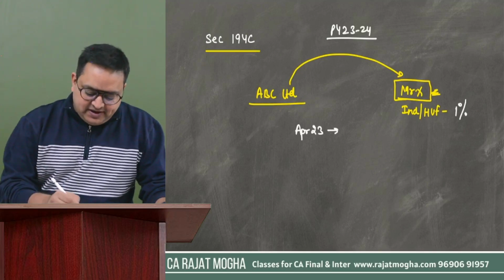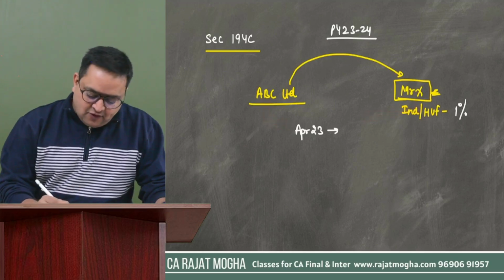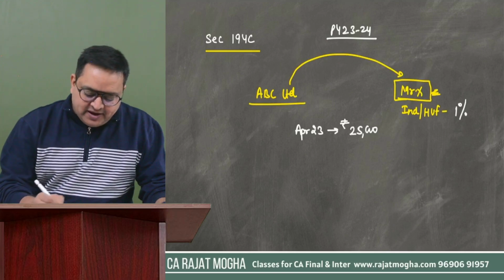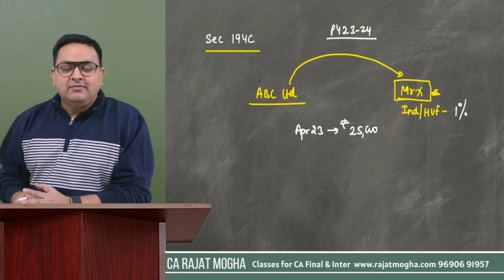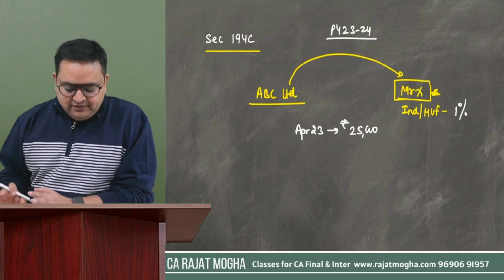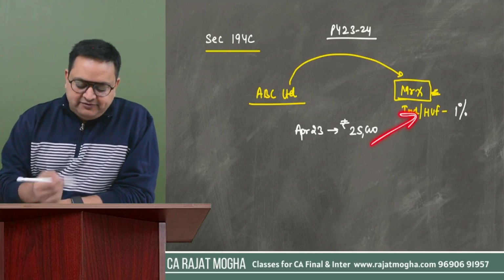ABC Limited has given a contract to Mr. X of rupees 25,000. Tell me how much TDS will be deducted in this case? No TDS. Why? Because the amount is not more than 30,000 rupees. So we will not deduct any TDS. We will simply pay 25,000 to Mr.